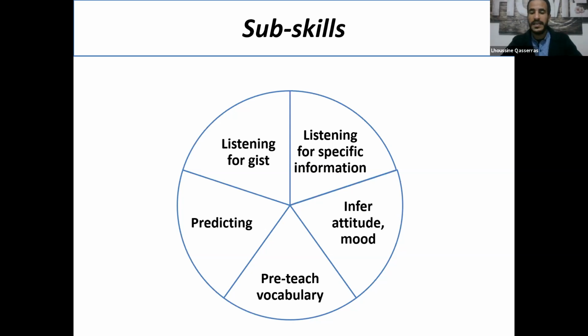Now, infer attitude or the mood. Yes, sir? Can I answer? Ines. Infer. It's while listening. Yeah, while listening. Great. Listening for gist. Hasna, Tijani.